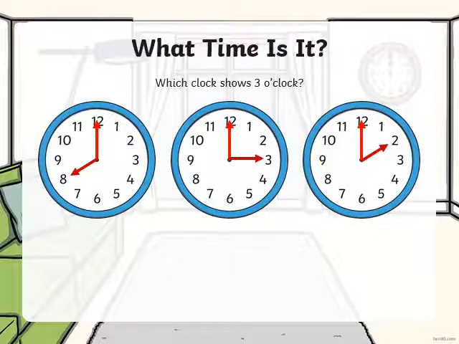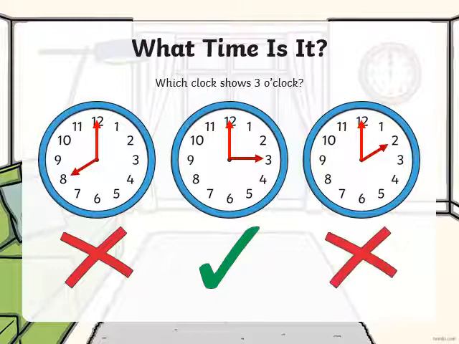Now, which clock shows 3 o'clock? Is it this one? No, this is 8 o'clock. Is it the one in the middle? Excellent. Yes, exactly. The hour hand is on 3 and the minute hand is on 12, so it's 3 o'clock. And last is 2 o'clock, so it's not 3 o'clock.